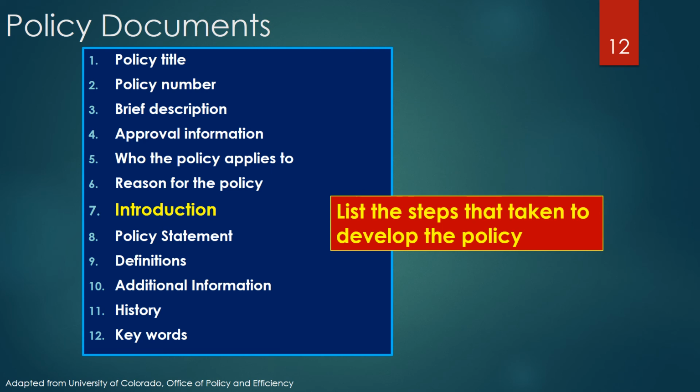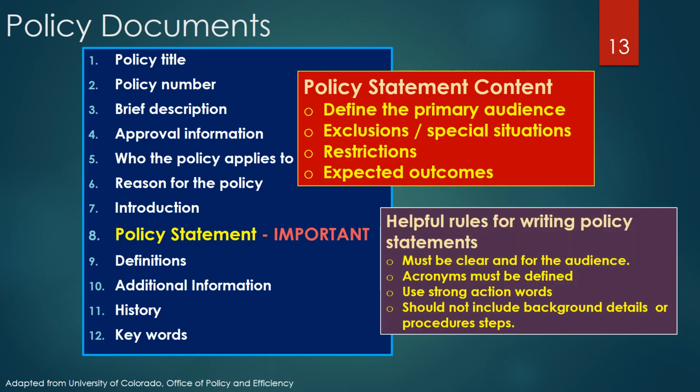The introduction should include an explanation of the steps that were taken to develop the policy. The policy statement is the most important section of the administrative policy document and should include who is the primary audience, who needs to follow the policy, in what situations does this policy not apply, are there exclusions or special situations, what are the major conditions or restrictions related to this policy, what is the expected outcome of the policy.